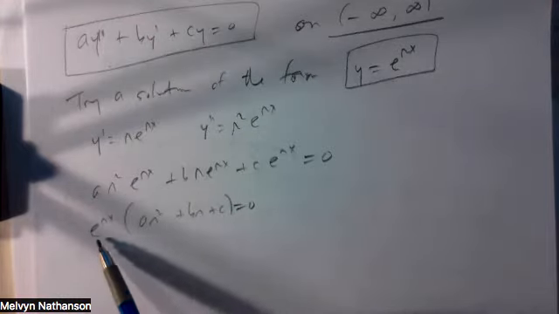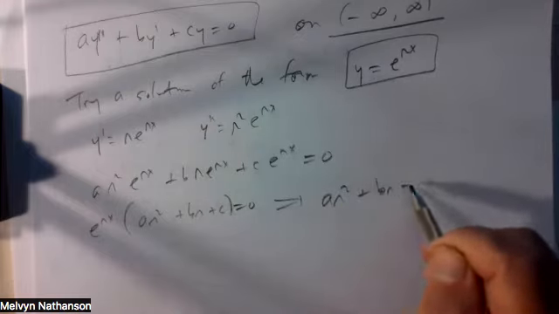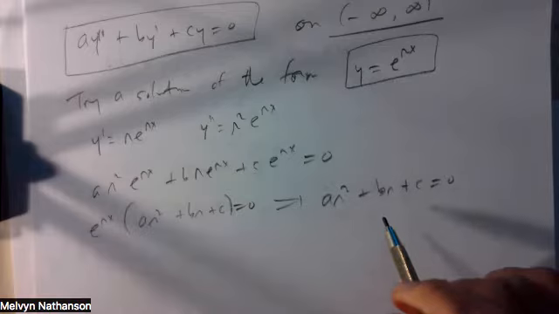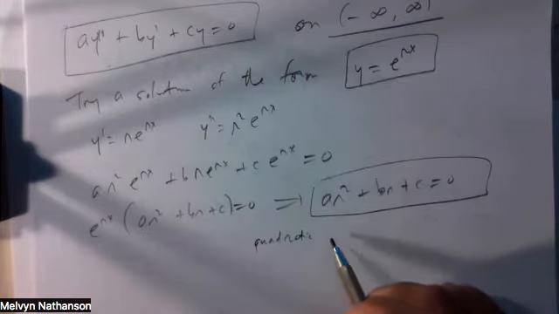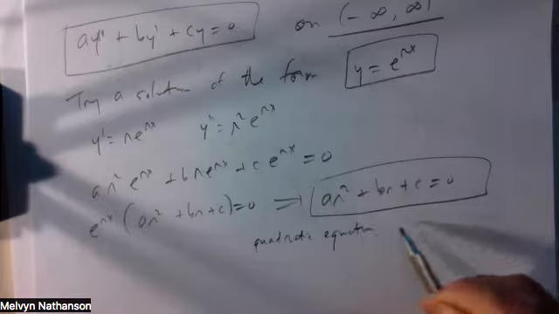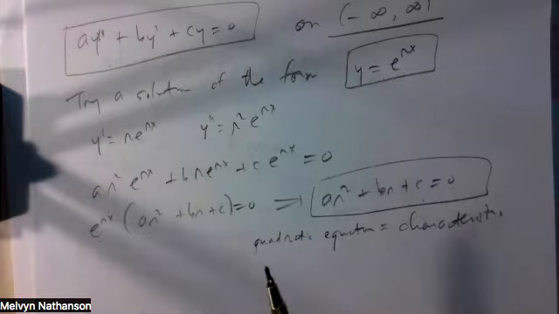And if that's the case, well, e to the rx is never 0, right? An exponential function is never 0. So that means r has to solve a r squared plus b r plus c equals 0. So this is just an ordinary quadratic equation, which is called the characteristic equation for this problem. So if r solves this equation, then you have a solution of the differential equation.